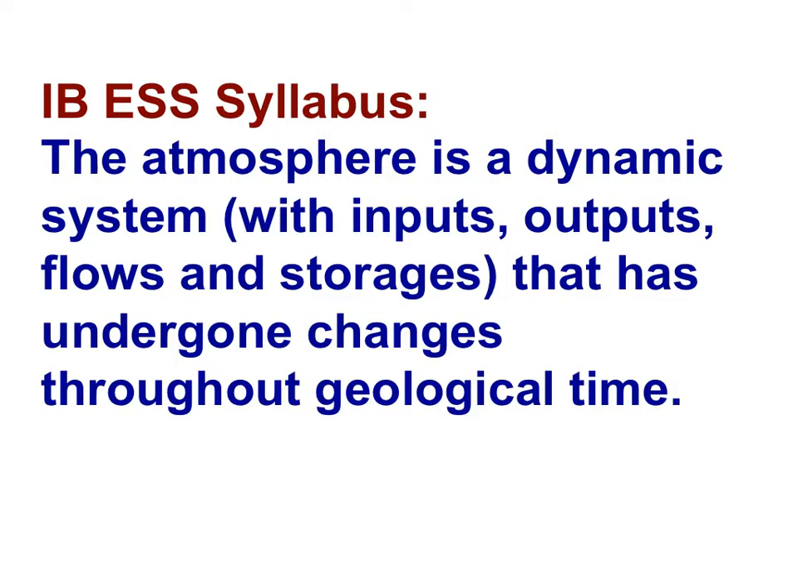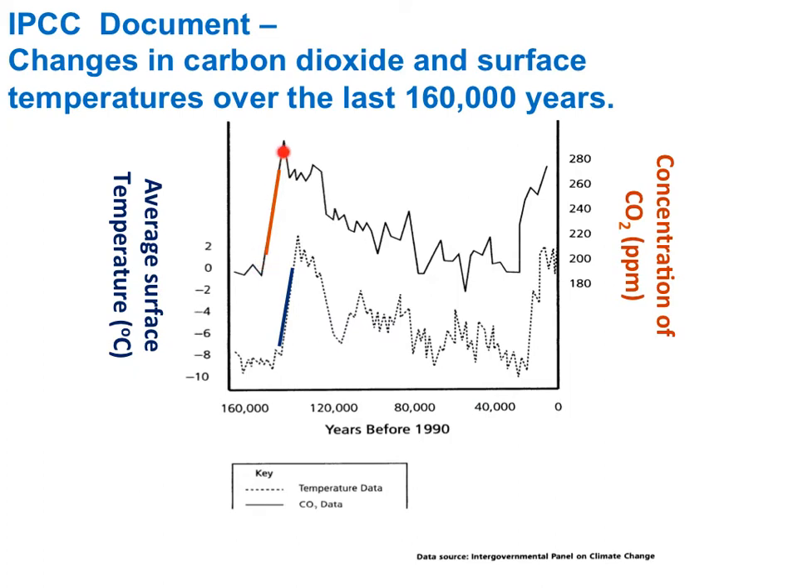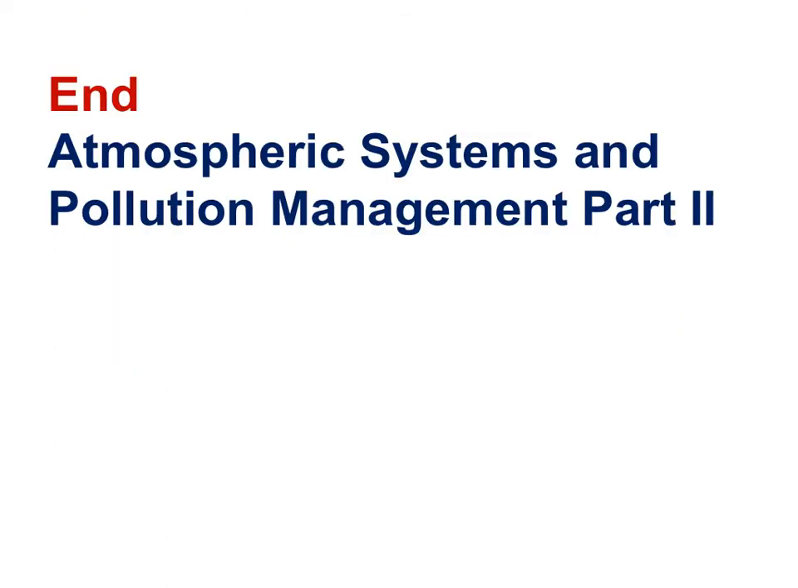But the atmosphere is a dynamic system with inputs, outputs, flows, and storages, and the atmosphere has undergone changes throughout geological time. As I mentioned just a few slides back, the atmosphere of the Earth had no oxygen until the evolution of photosynthesis resulted in oxygen's release to the atmosphere. But the concentration of carbon dioxide in the atmosphere has also varied dramatically over geological time. And that brings us to the end of Atmospheric Systems and Pollution Management, Part 2.